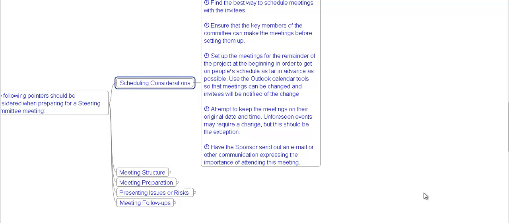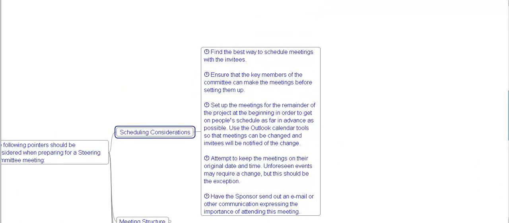Scheduling considerations. Find the best way to schedule meetings with the invitees. Ensure that key members of the committee can make the meeting before setting it up. Set up the meetings for the remainder of the project at the beginning in order to get on people's schedules as far in advance as possible.